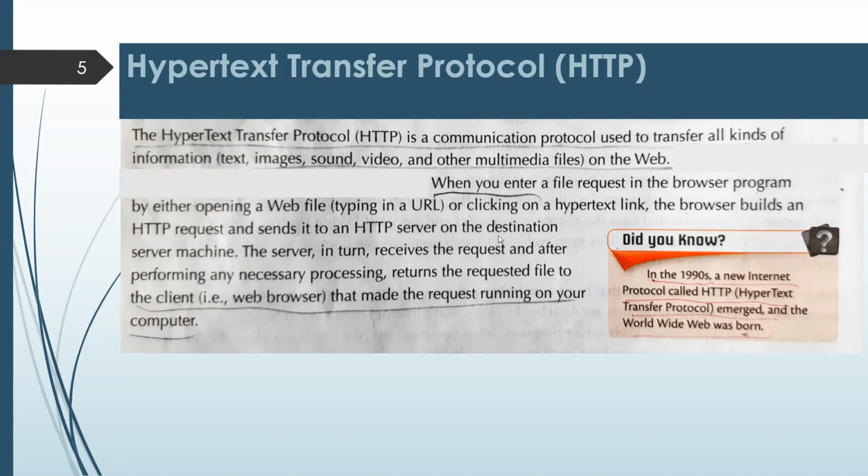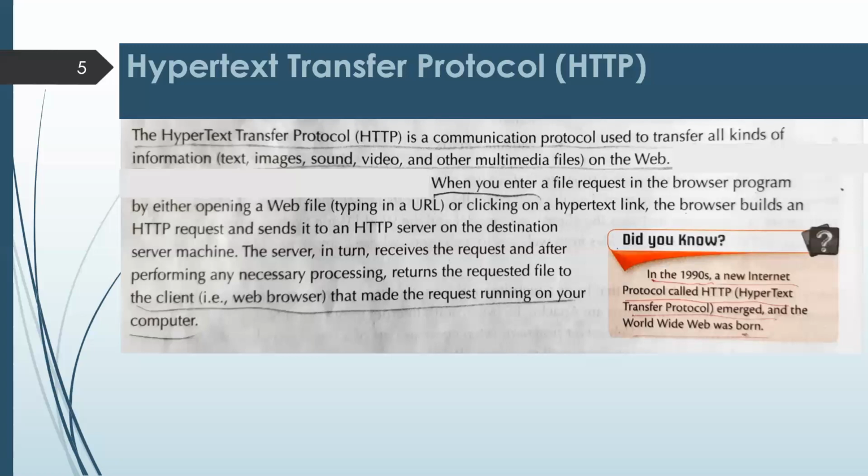And did you know that in the 1990s, a new internet protocol, HTTP, hypertext transfer protocol, emerged, and the World Wide Web was born? After 1990, with the introduction of HTTP, the World Wide Web, WWW, was born. Because of that, we can access or surf information on the internet from anywhere, any amount, no limit. So hypertext is the main reason for today's WWW.